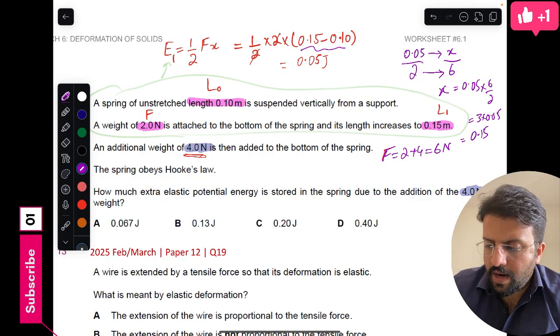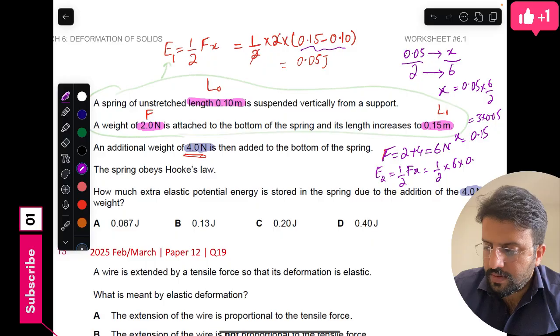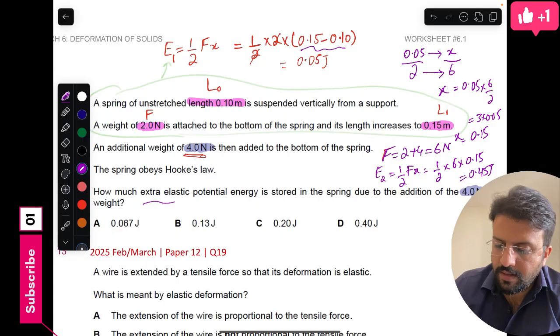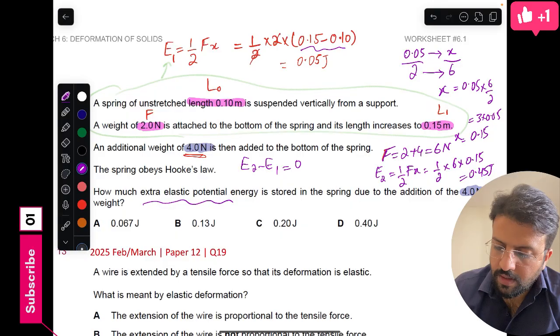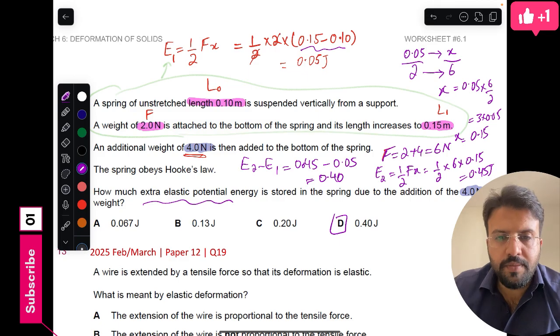Now you can find the energy, since you have both x and f. E2 is 1 by 2 f into x, so it is 1 by 2, f is 6, x is 0.15. This will give you 0.45 joules. What you have to find is the extra elastic energy, so you have to find E2 minus E1. E2 is 0.45 and E1 is 0.05. That will give you 0.40. That's option D.